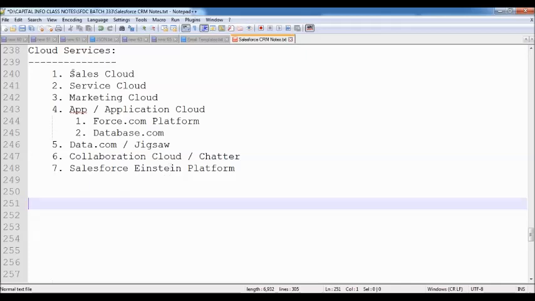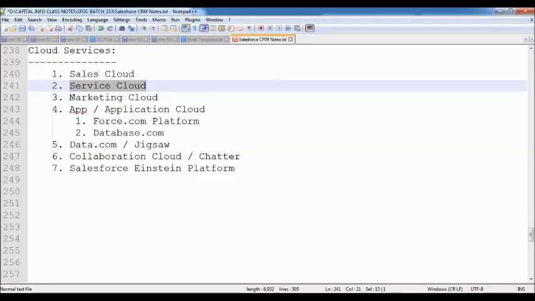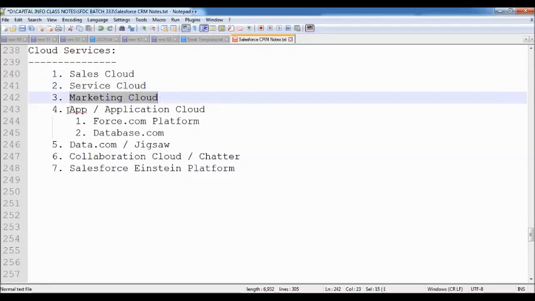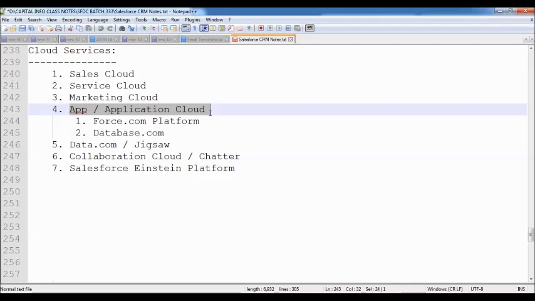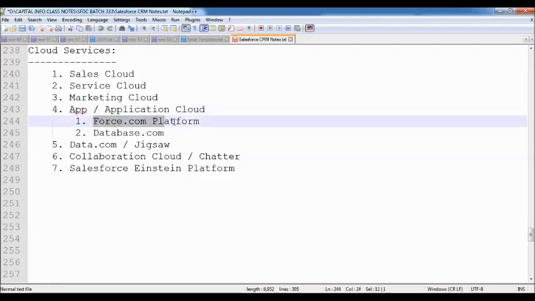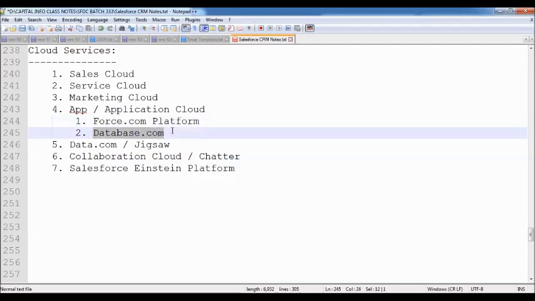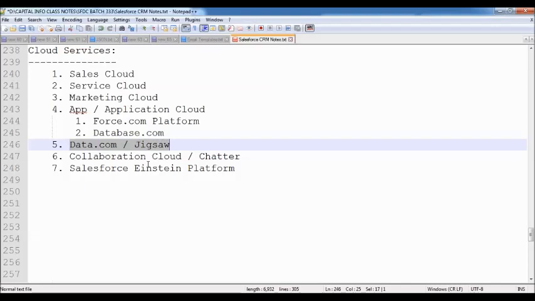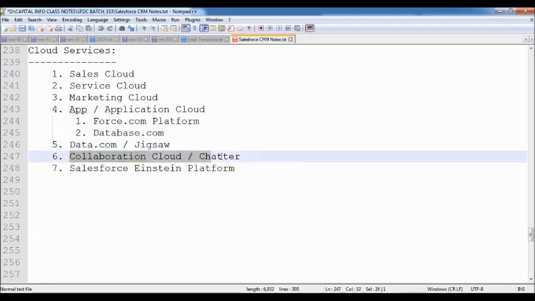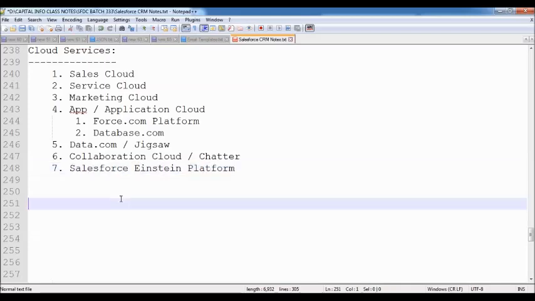The first one is Sales Cloud, second one Service Cloud, third one Marketing Cloud, and then we have App Cloud or Application Cloud. As part of this Application Cloud, we have the Force.com platform and Database.com, and then we have Data.com or Jigsaw, and then we have Collaboration Cloud or Chatter, and then we have the Salesforce Einstein platform. These are the various cloud services offered by Salesforce.